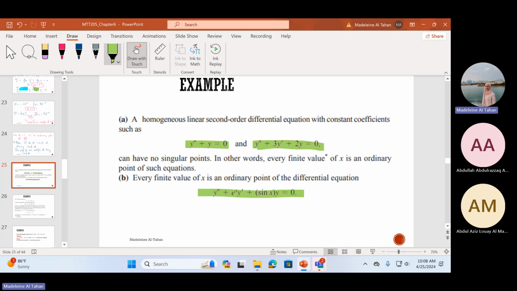Let's look at this one. What's P? e to the x. Do you still remember the image of it? Does it have problems? It's a smooth curve everywhere. Sine x, does it have problems? It's a sinusoidal, smooth curve everywhere. So do we have problems at any point? So every point is what? Ordinary.